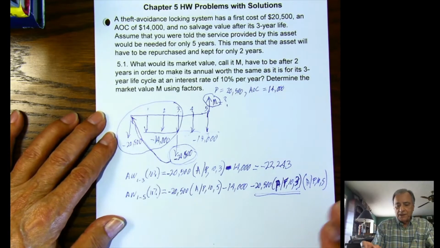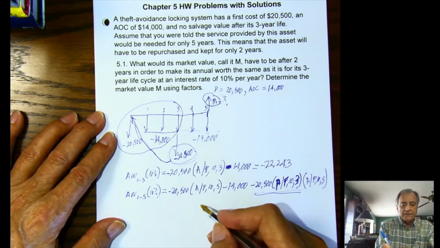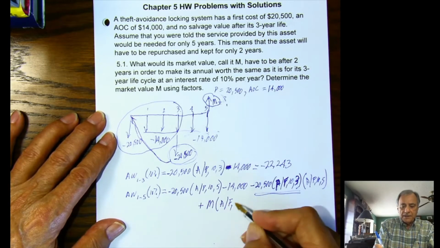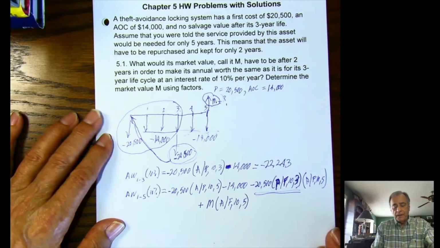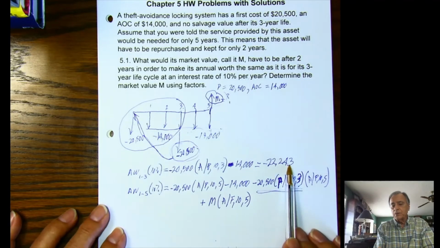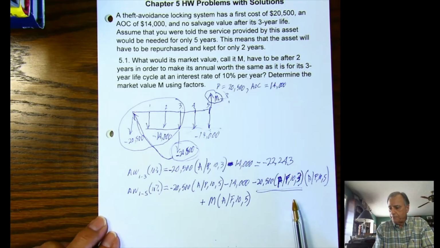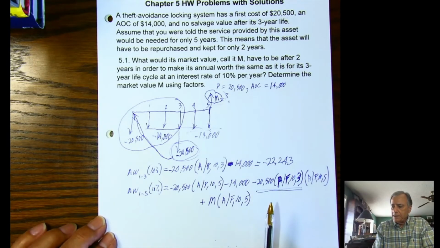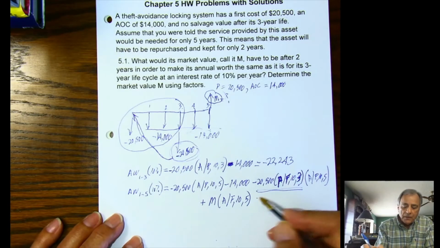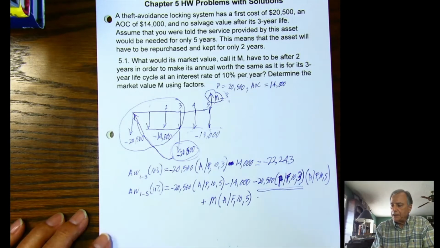Then there's only one thing left, and that's the M. Okay? And that's a future value at the end of year 5, so that'll be plus M, A given F, 10% for 5 years. Now basically I'm going to set this equation equal to the minus 22,243 and solve that equation for M. Okay, so let me go ahead and do that. I'll set the two of those equal to one another. So we'll have the following.